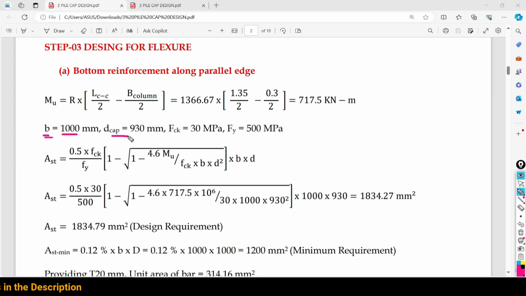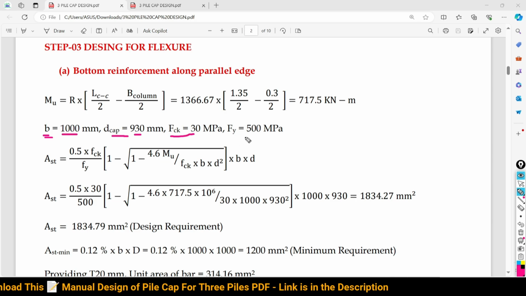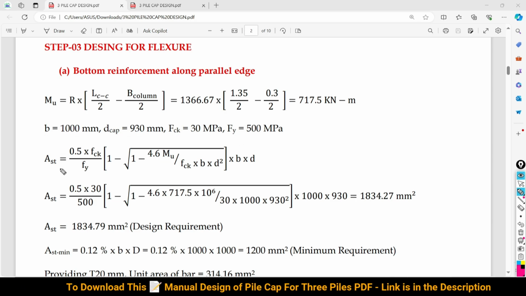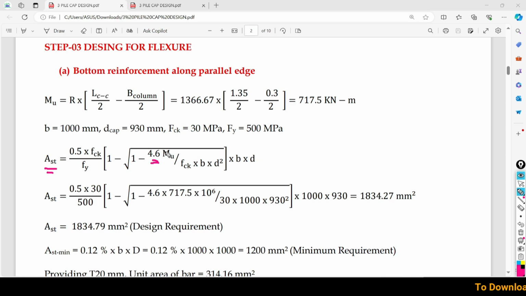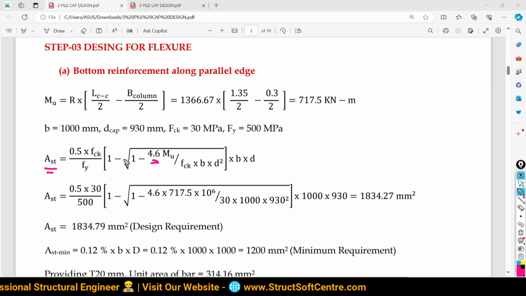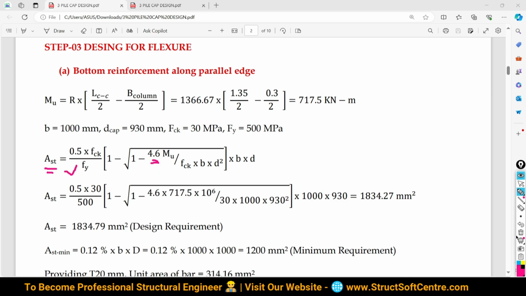Effective depth of the pile cap is 930 mm. Characteristic strength of concrete is 30 Newton per mm square. Yield strength of steel is 500. So this is the basic formula for calculating the area of the reinforcement: 0.5 fck divided by fy, inside bracket 1 minus square root of 1 minus 4.6 multiplied by Mu, that is the ultimate moment we have just now calculated along the parallel direction, divided by fck b d square, multiplied by b into d.